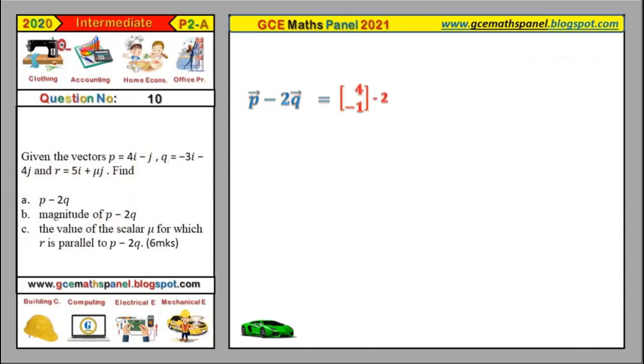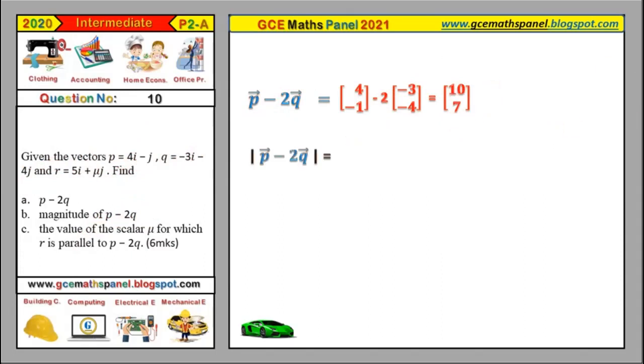So this will give us, the p is 4, minus 1. So minus 2q, q is minus 3, minus 4 in column matrix form. When we simplify, you'll have 10 and 7.